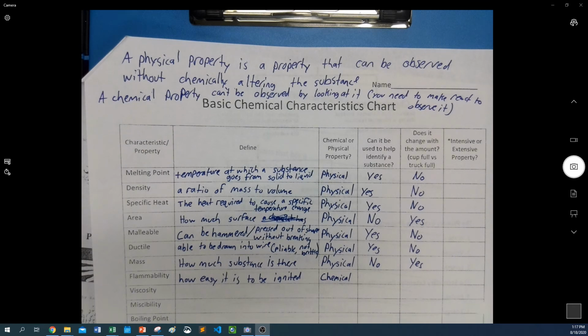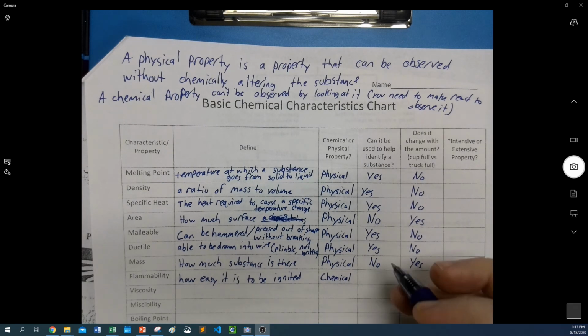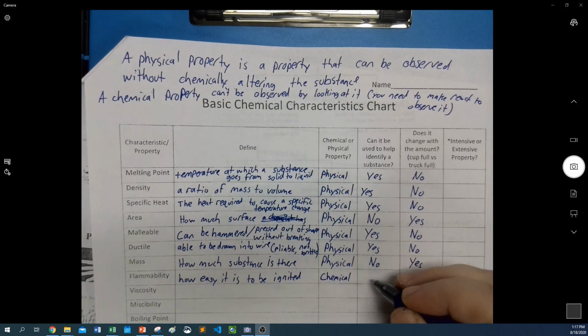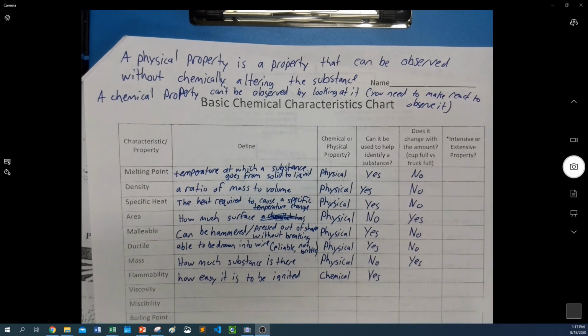So if I ask you to go test a few drops of gasoline and see if it's flammable, once you catch it on fire, you have no more gasoline. So you end up changing it when you try and make this observation. Can this be used to identify the substance? Yes. If I ask you the test between water and alcohol, you can take a lighter to one. One of them will catch fire, the other won't. And no, this does not change with the amount.